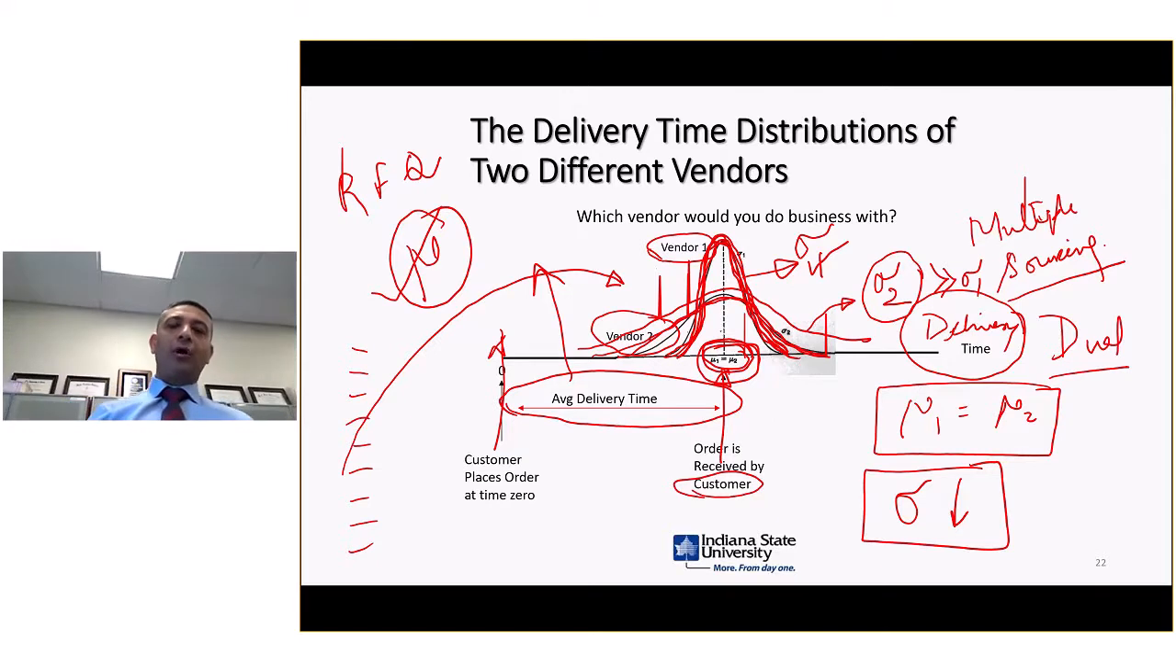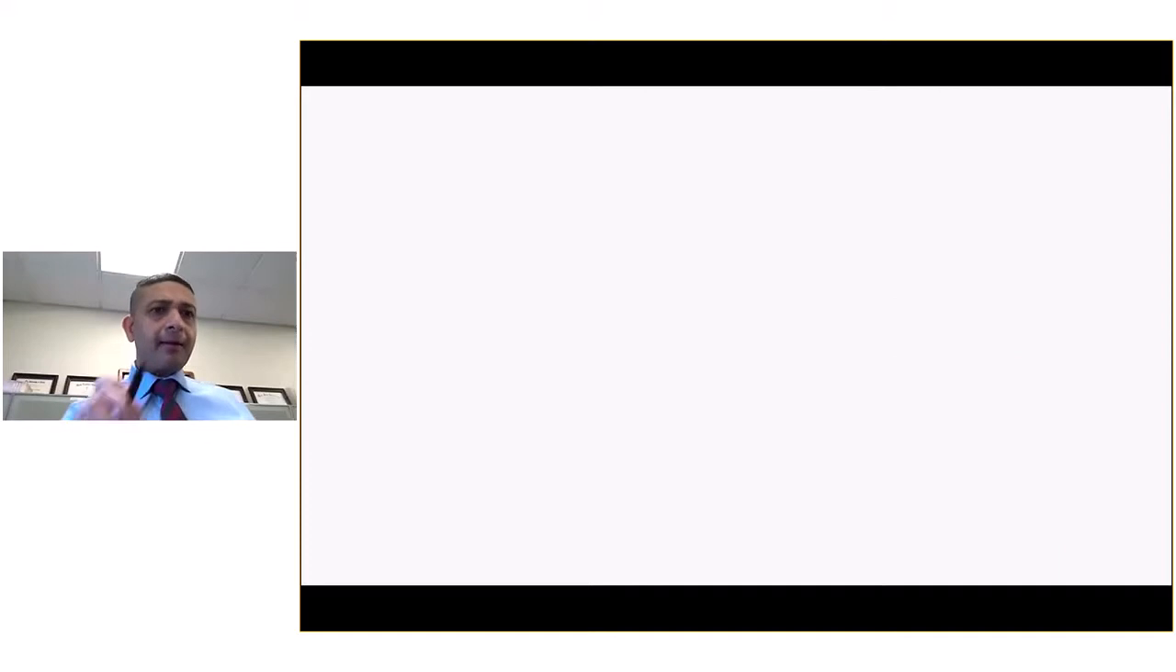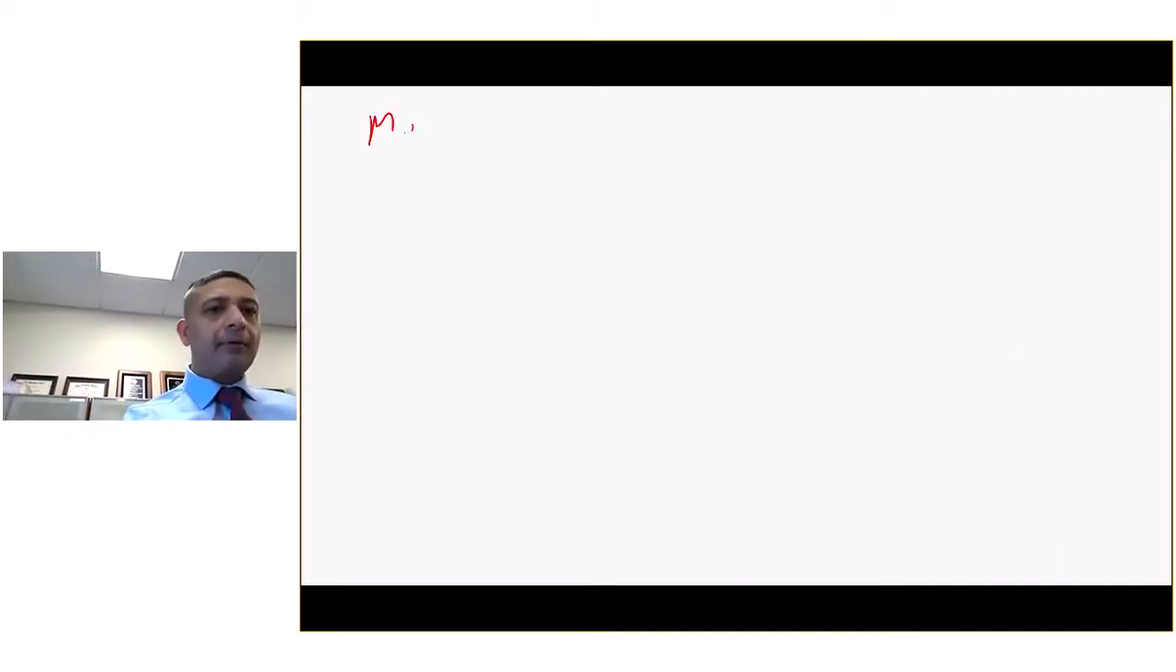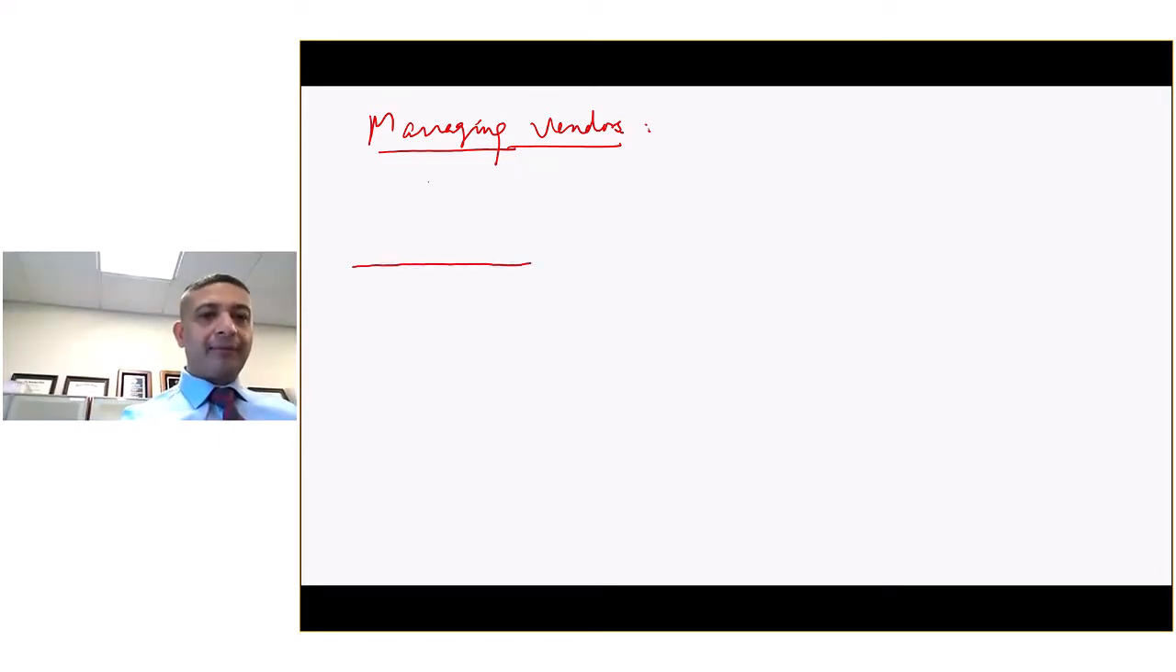So before I move on to the next piece of the puzzle, I want to bring in a couple of core concepts that lie within vendor selection and vendor management. The first concept is about managing vendors. When I'm talking about managing vendors, if a certain vendor or a certain supplier has this kind of a distribution, that really doesn't look good. In essence, you would want that supplier to have this kind of a distribution.